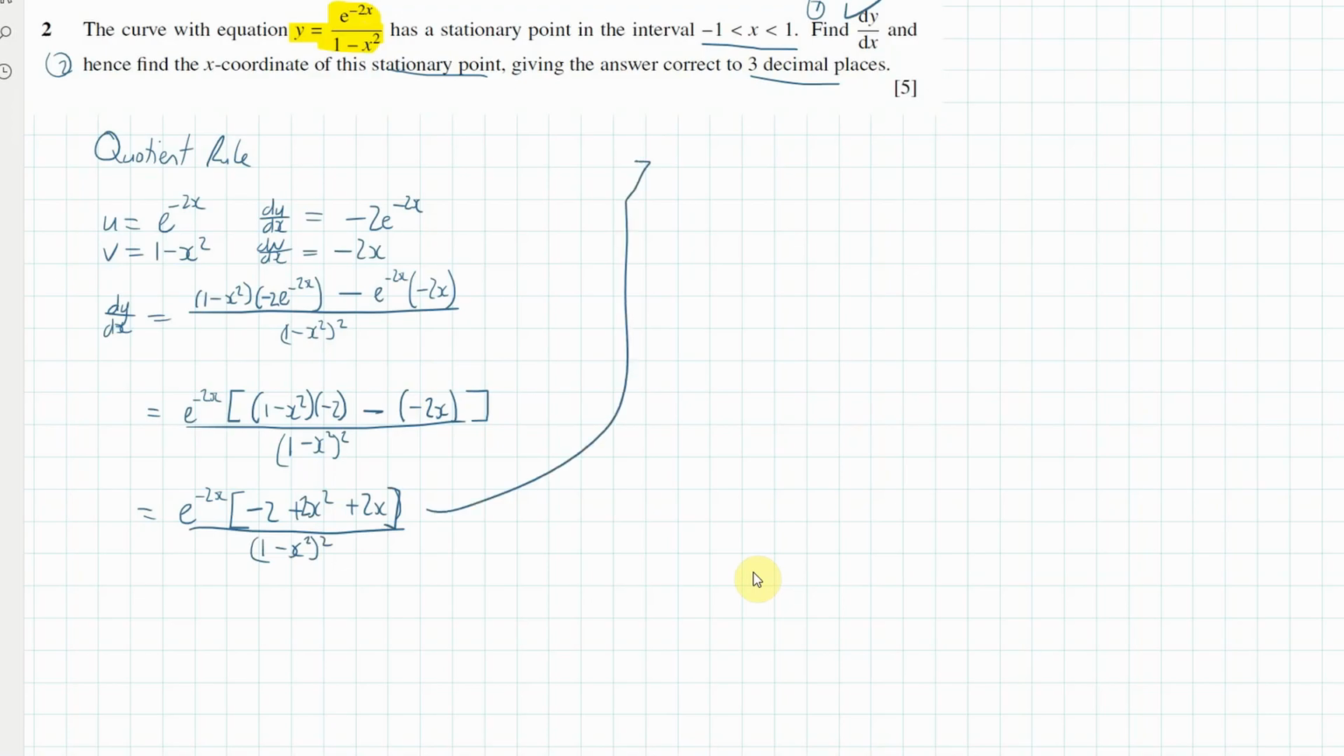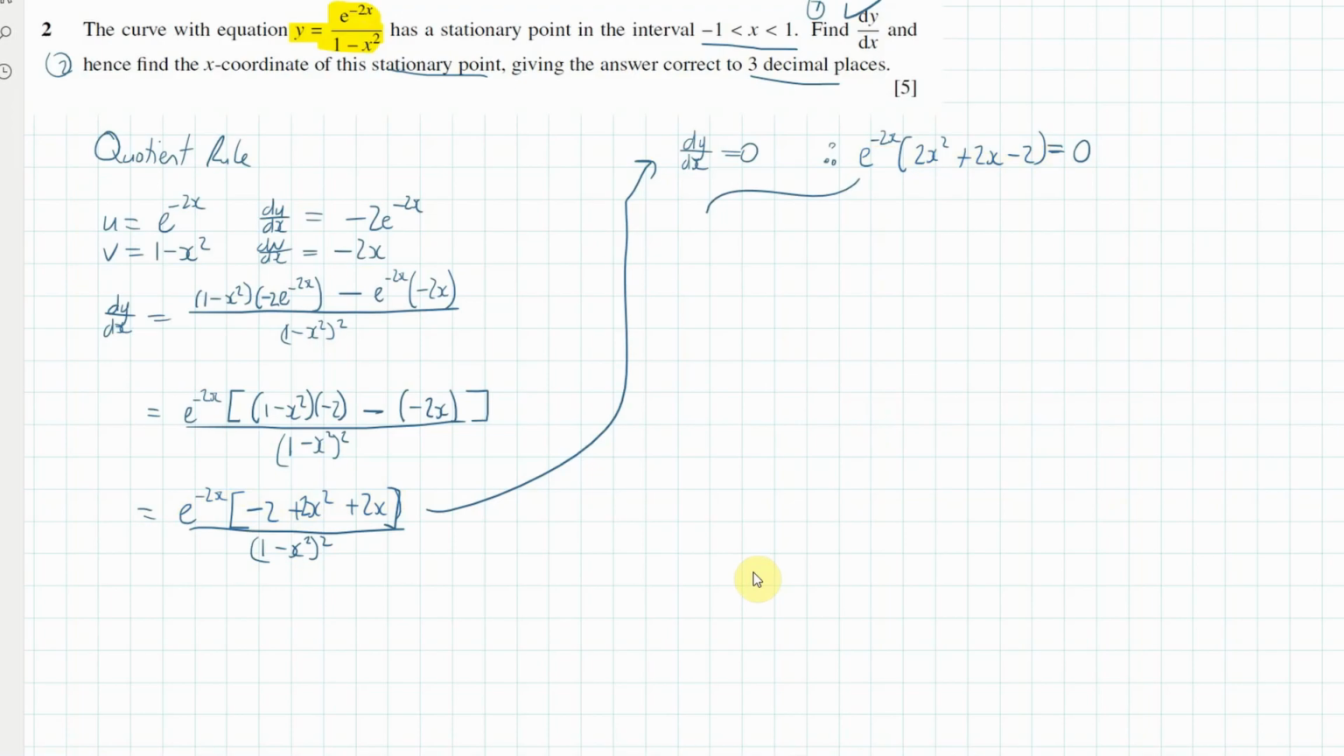Now I'm going to find the x coordinate of the stationary point. At the stationary point, dy/dx equals 0. Therefore, we must make the top line, the numerator, equal to 0. So I'm just going to rearrange it to put it in a slightly more familiar looking way. So this here is this here, okay? Right, so that must equal 0.